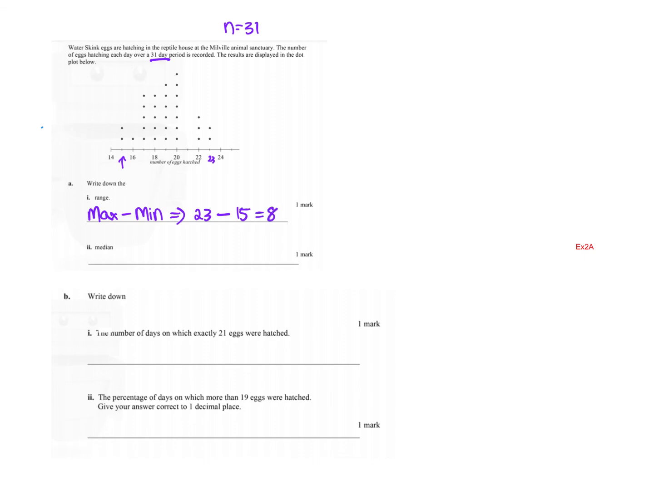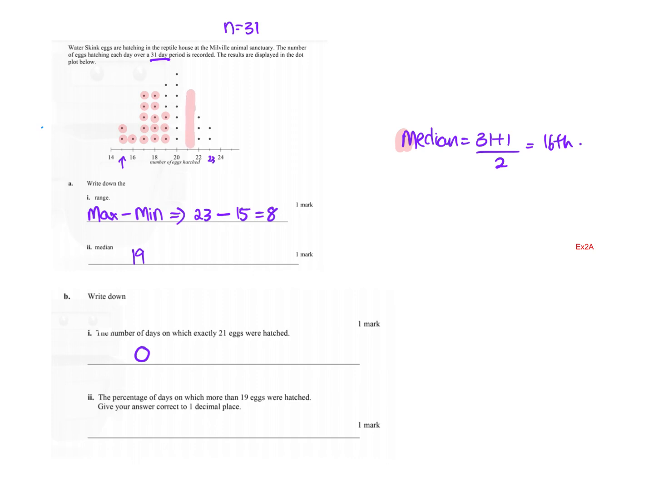Okay, where are we going to find the median? So the median is at 31 plus 1 divided by 2. So that's going to be the 16th. So you go through to 16: 1, 2, 3, 4, 5, 6, 7, 8, 9, 10, 11, 12, 13, 14, 15, 16. So what number did I end up on there? The red dot is on 19. Good. Write down the number of days on which exactly 21 eggs were hatched. 0. Good. See, because there's none there.